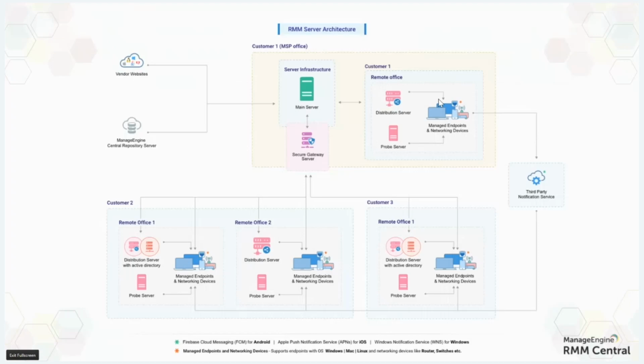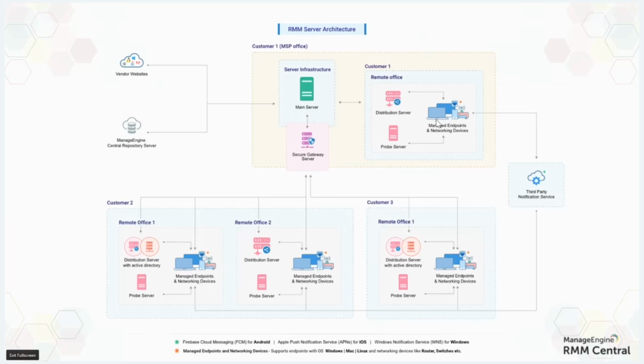So let's say if your customer is having a distributed workforce, so they have hundreds of endpoints in an office network and few endpoints which are working from home. So for this scenario, you can have one distribution server hosted in your customer's LAN network to save the bandwidth of your customer. So let's say they have hundreds of endpoints.